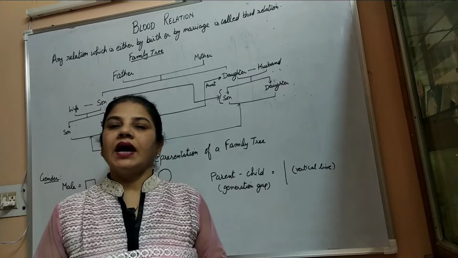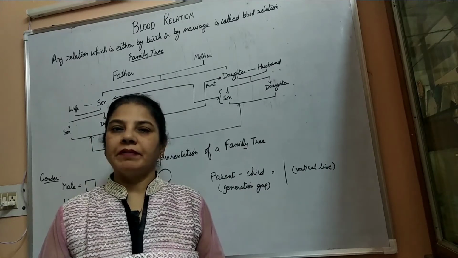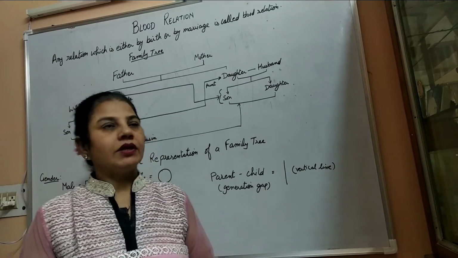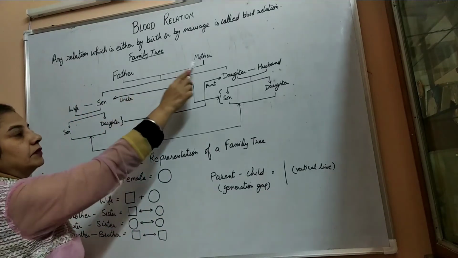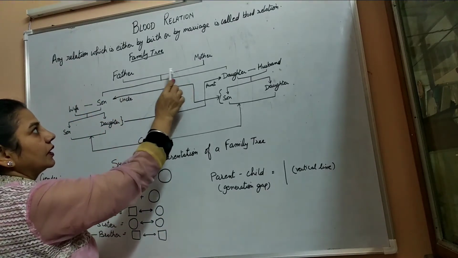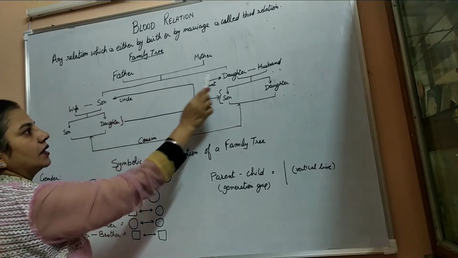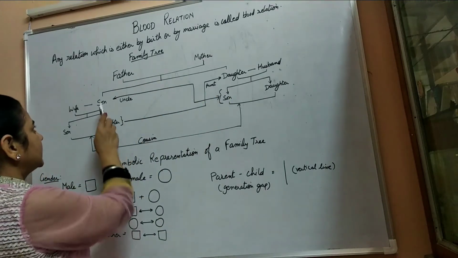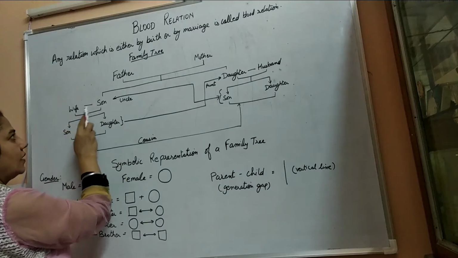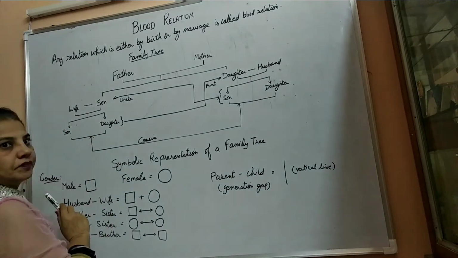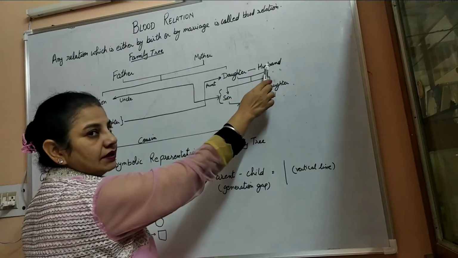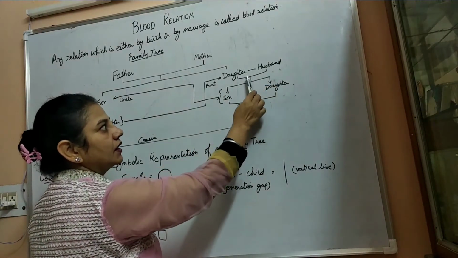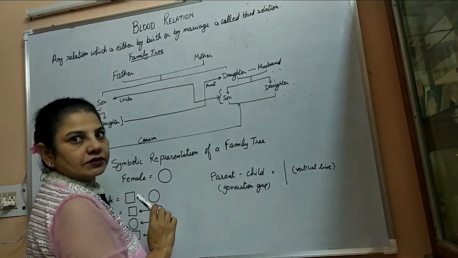Blood relation. Any relation which is by birth or by marriage is called blood relation. Now, family tree: father and mother are on the same position. They have two children, a son and a daughter. The son has his wife and they have two children, a son and a daughter. The daughter, with her husband, has two children, a son and a daughter.